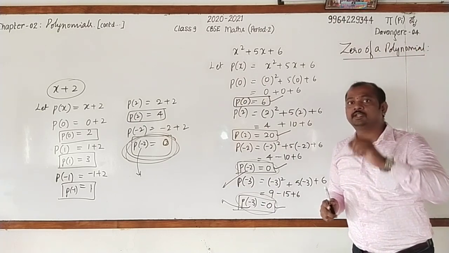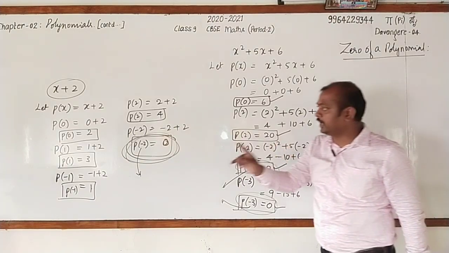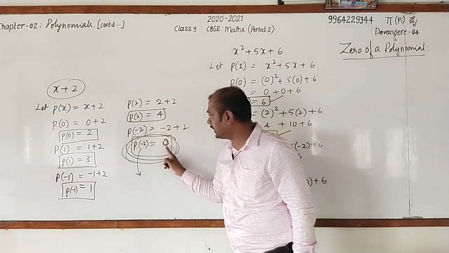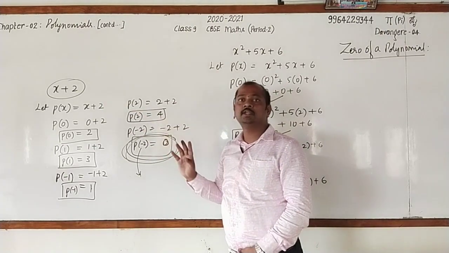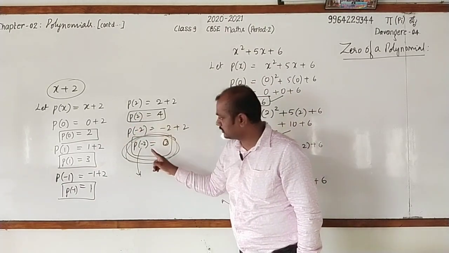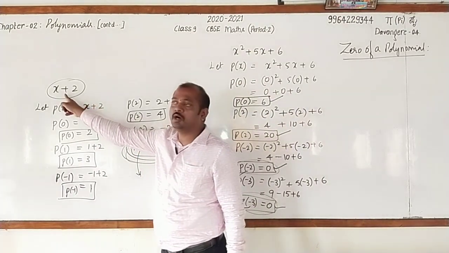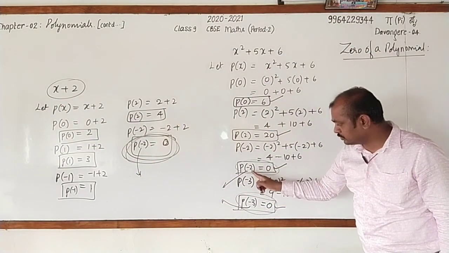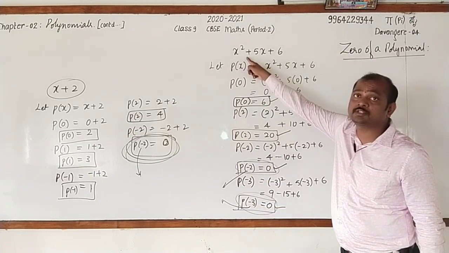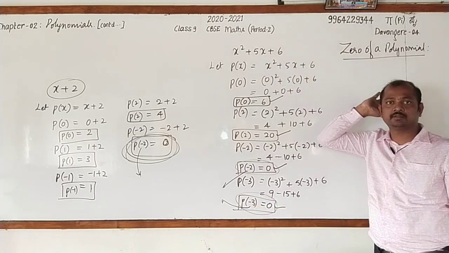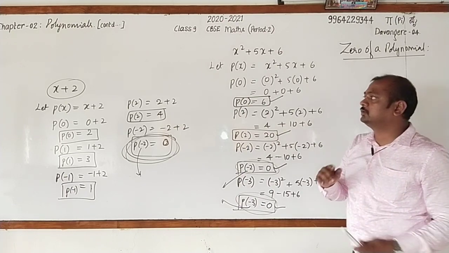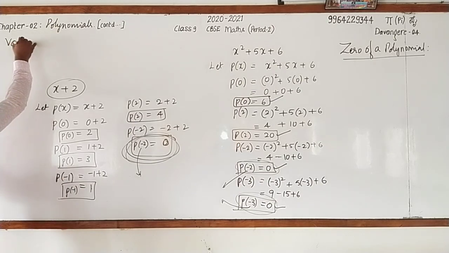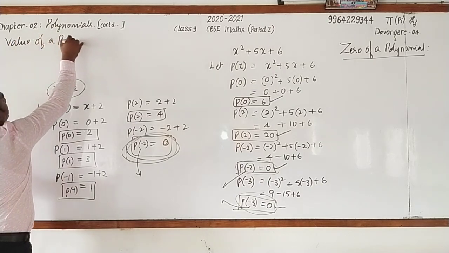Zero of polynomial. Once I tell you the definition: the value of a variable which makes the value of the polynomial as 0 is called zero of the polynomial. Here, in this case, minus 2 is called zero of x plus 2. Here, in this case, minus 2 as well as minus 3 are the zeros of x square plus 5x plus 6. Got it?